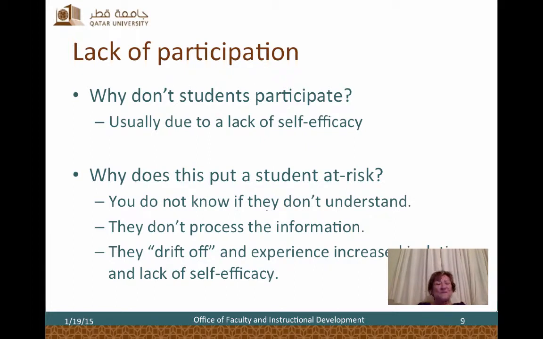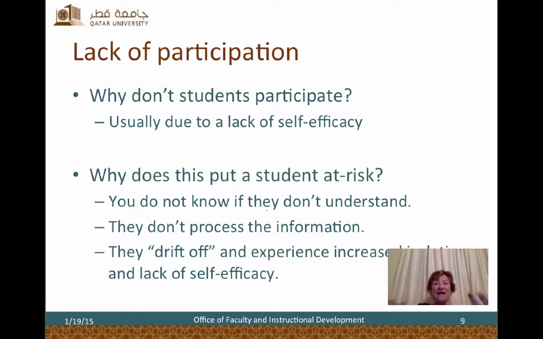So let's focus on something we can do something about, the lack of participation. Why don't students participate? Mostly at-risk students fail to participate because of a lack of self-efficacy. They've experienced so much failure in academics that they don't even want to try.